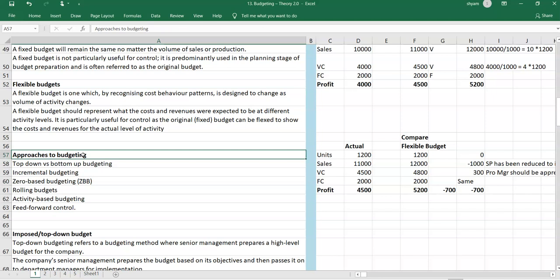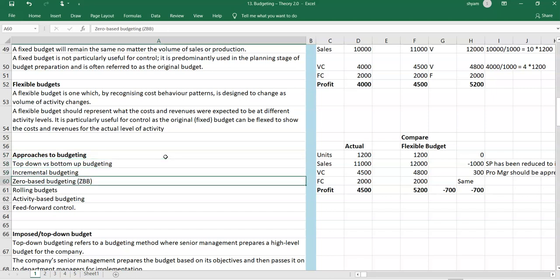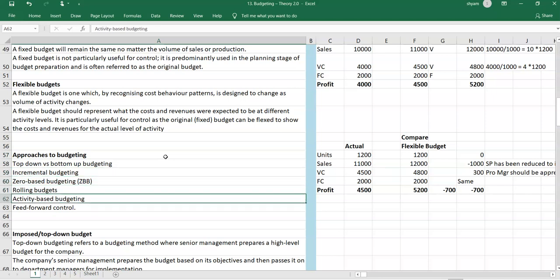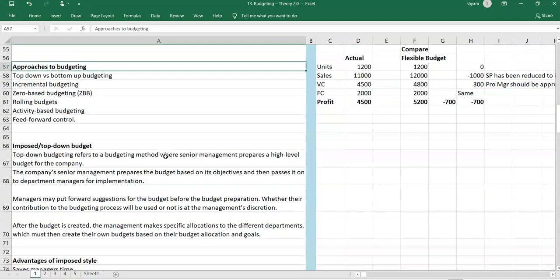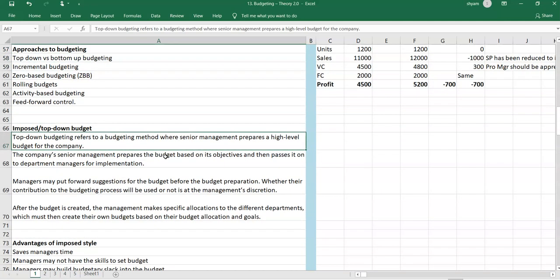So from here on, we have different types of approaches to budget. Different companies use different types of approaches for budget. So what are they? Number one, top down versus bottom up budgeting, incremental budgeting, zero based budgeting, rolling budget, activity based budget, and feed forward. We won't look at all of them because some of them are pretty complex. So we'll start from the imposed or top down budget.